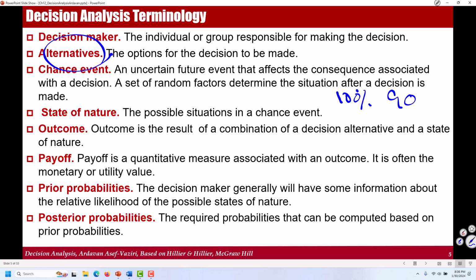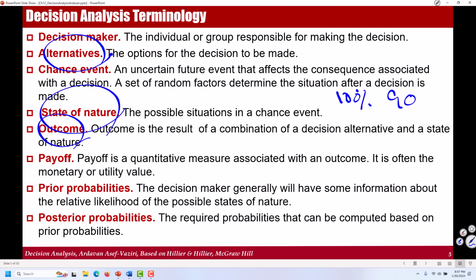Selling the land or drilling is in control. It's a decision that the decision maker makes. These 2 alternatives are available for the decision maker. But what happens after we decide to drill is out of our control. We may see oil or we may end up with a dry land. Oil and dry land are known as state of nature.